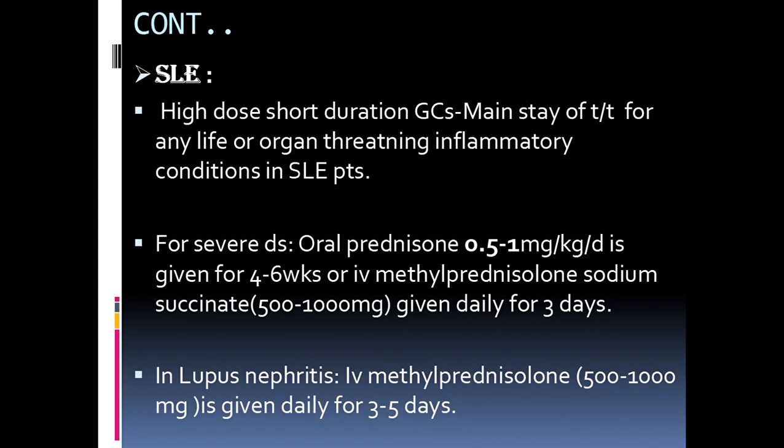In case of SLE, systemic lupus erythematosus, high-dose short-duration glucocorticoids, the mainstay of treatment for any life or organ-threatening inflammatory conditions in SLE patients. For severe disease, oral prednisone 0.5 to 1 mg per kg per day is given for 4 to 6 weeks, or IV methylprednisolone sodium succinate 500 to 1000 mg given daily for 3 days. In lupus nephritis, IV methylprednisolone 500 to 1000 mg is given daily for 3 to 5 days.